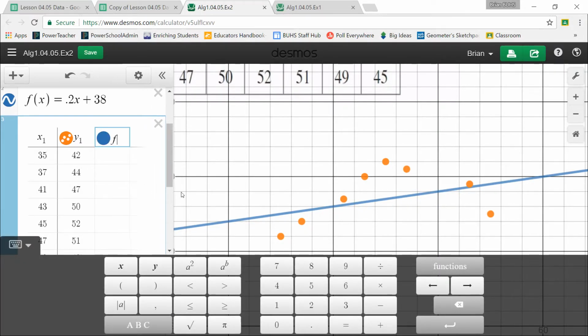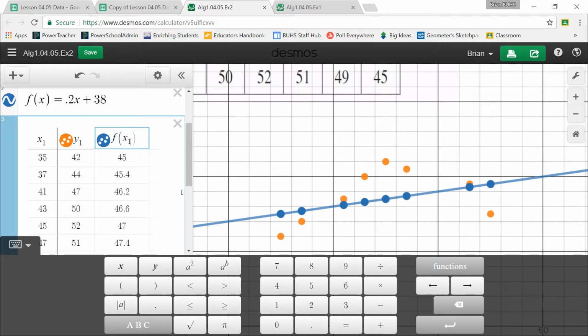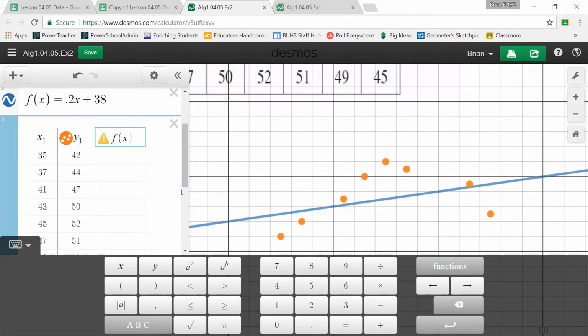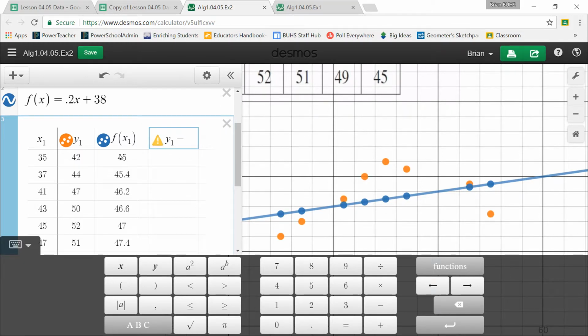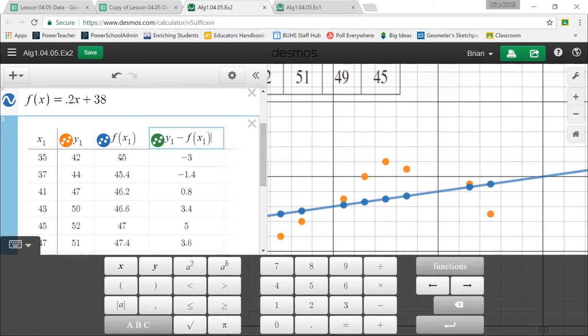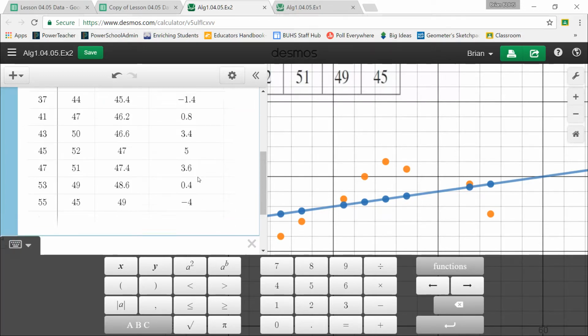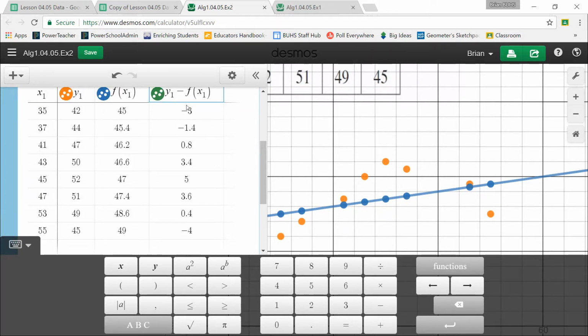Let's calculate what is f of x1. Oh dear. There we go. F of x1. So those are all the predicted values. And how do I find a residual? I subtract, right? I do the actual value minus the predicted value. So I'm going to write for this next column y1 minus f of x1. And those are my residuals. Now notice these numbers are off a little bit more than the last one.